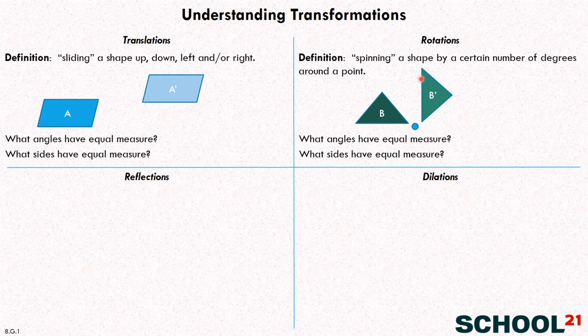Yeah, the left side here that's going up and down, right? Okay, how about this left side of B? What is it equal in length to? The side that's on the top. The top side of B prime, right?